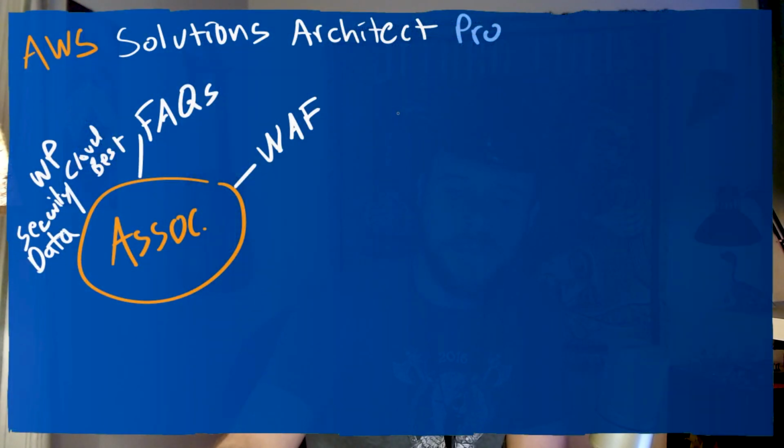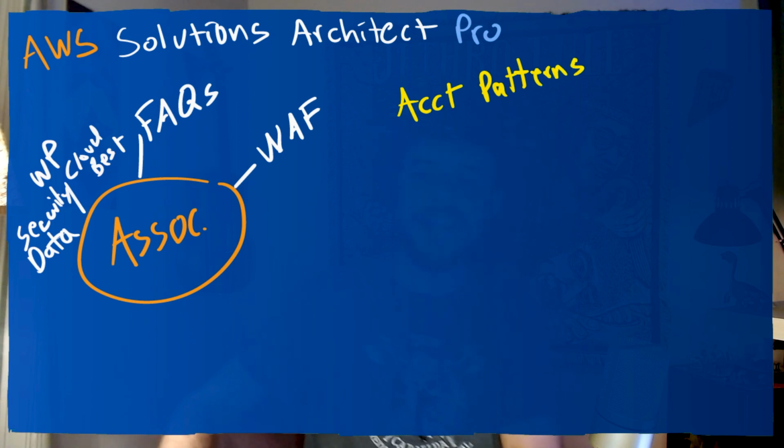Okay, account patterns, very important here. Understanding how multi-account helps us with isolation and some of the problems that it creates with regard to using roles back and forth, the idea of creating and administering permissions across accounts, the idea of using shared services accounts or shared services models.